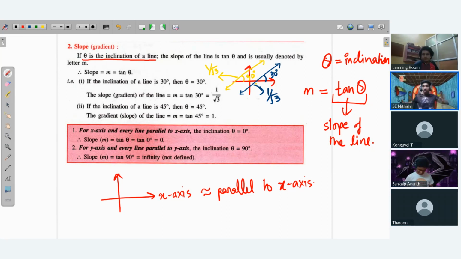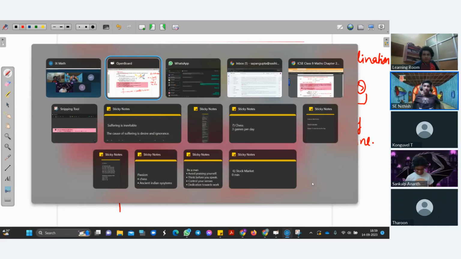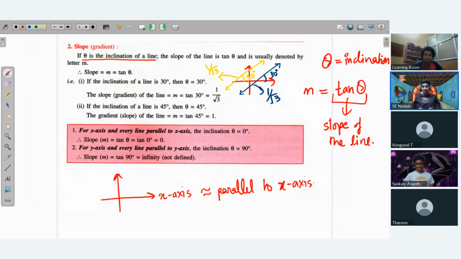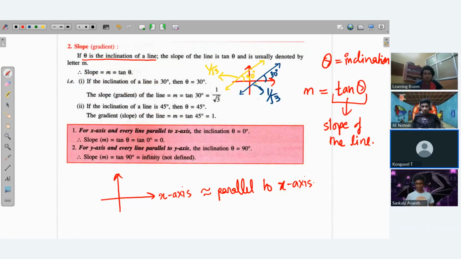But is the line on top of the x-axis? That's why the x-axis is parallel to the x-axis. So we just say yes, the x-axis is on the x-axis. In that reasoning, you can say any line is parallel to itself. Okay, moving on.